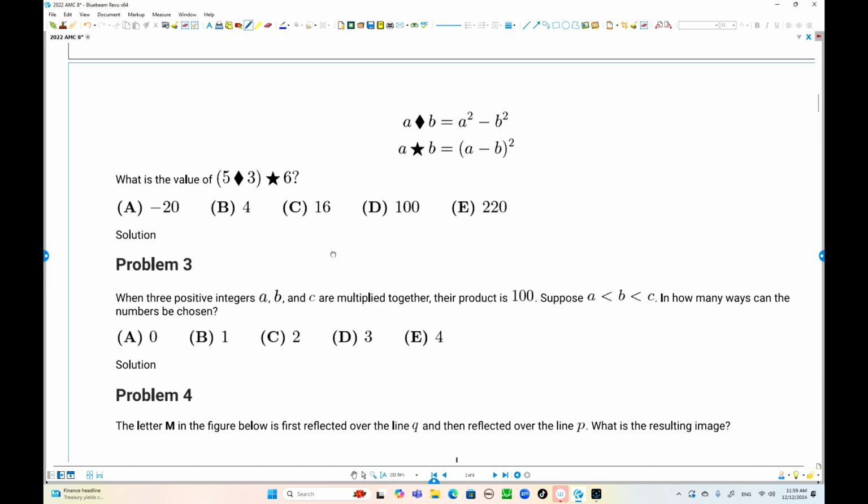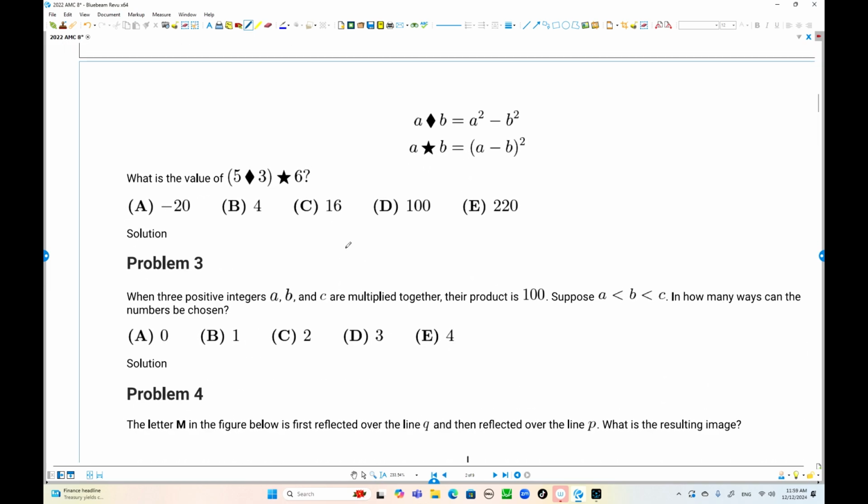All right, number 2, we have a diamond symbol operation. Okay, 5 diamond 3, well, 5 squared and 3 squared, right? That is just 25 and 9. This is 16, this is 6. Subtract and make square, right? That is 100, isn't it? Choice D is the answer, okay?